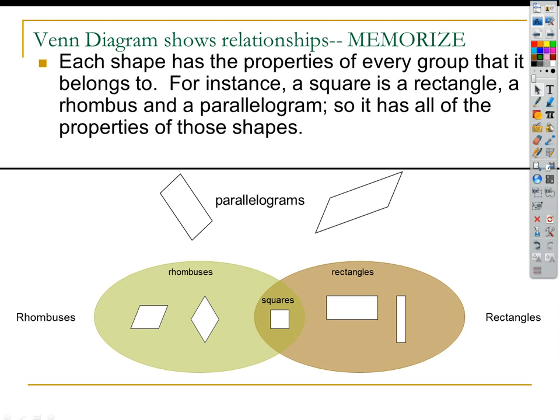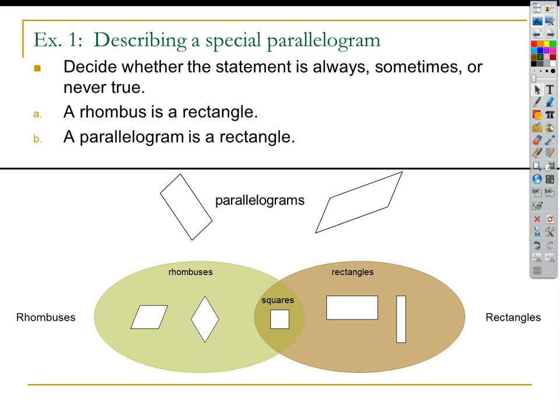Okay, I want you to answer some questions for me here. Don't say it out loud yet. I want you to think about this. I'm going to give you 3 or 4 questions, and the answer to each question is going to be always, sometimes, or never true. So here's the statement. A rhombus is a rectangle. Always, sometimes, or never true.